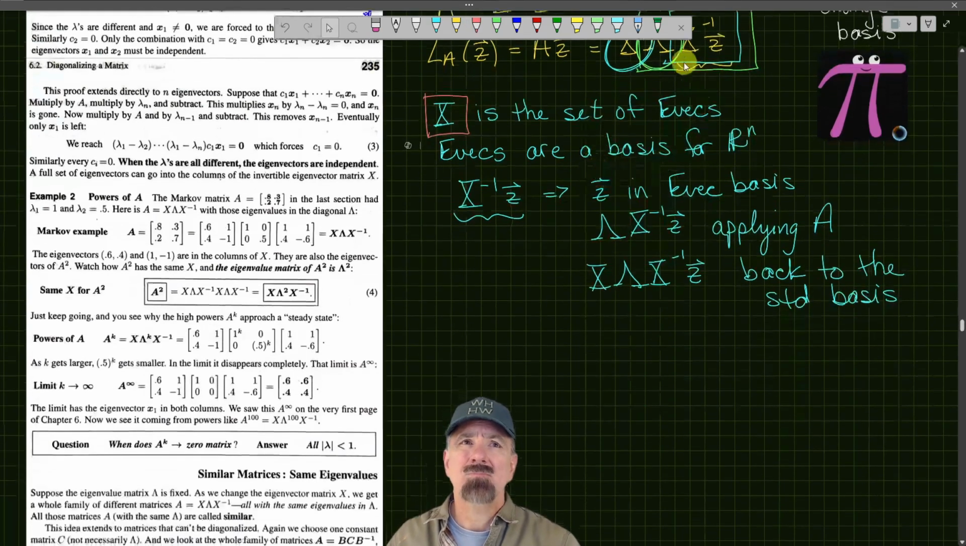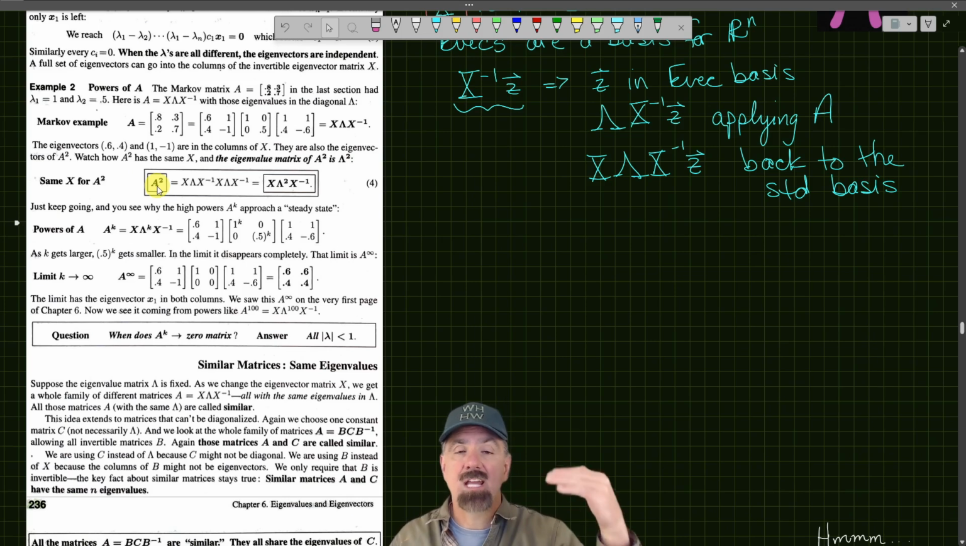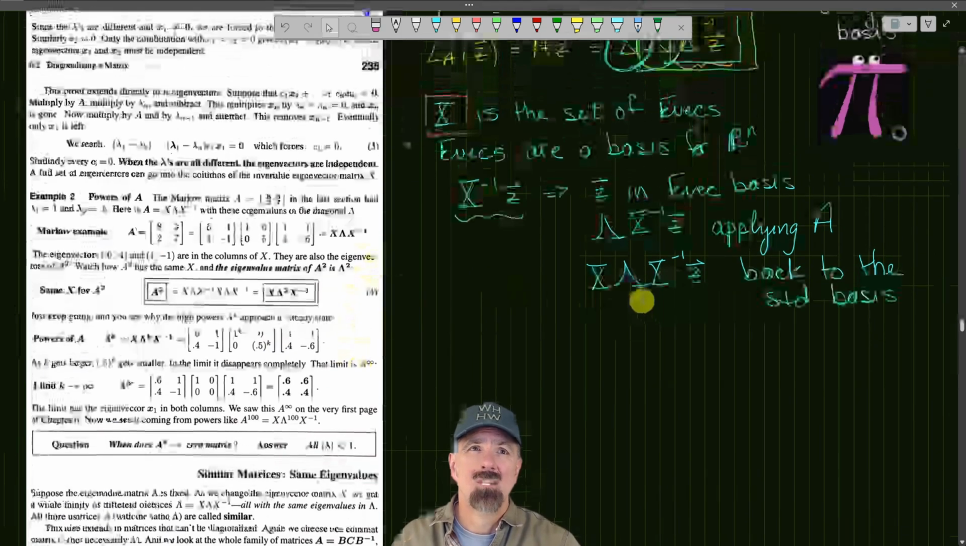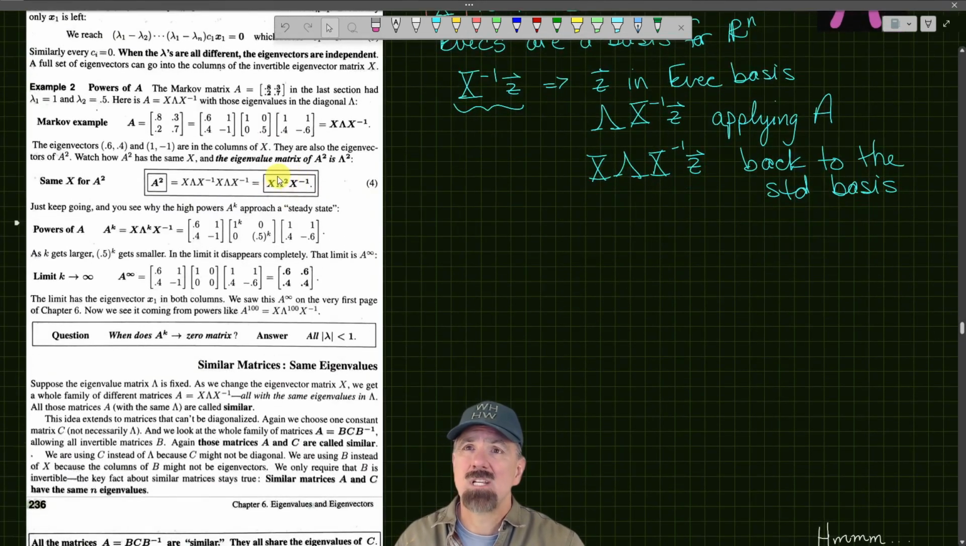So that's the whole conversation of change of basis, and it's the reason that we're interested in being able to do the eigenvectors in the first place, so that we can come up with higher and higher applications of A. But instead of having to do several matrix multiplications, all we need to do is increase the power on our diagonal matrix, which is very simple to do. And that's what he's talking about here.